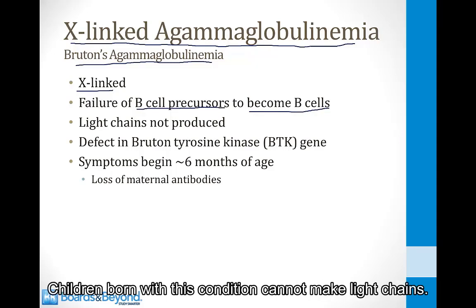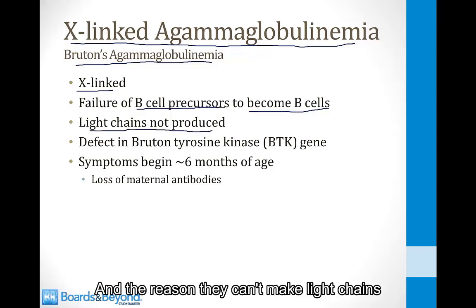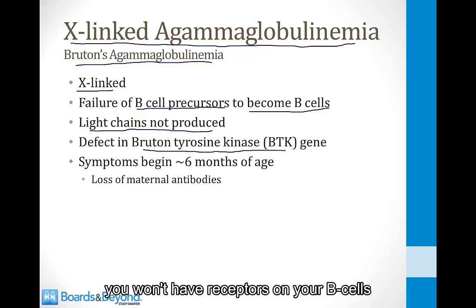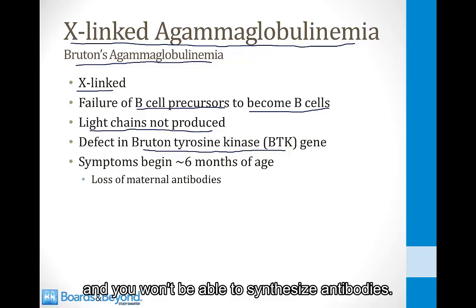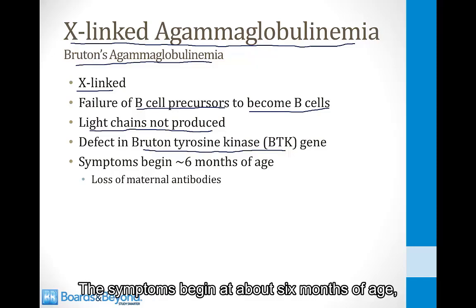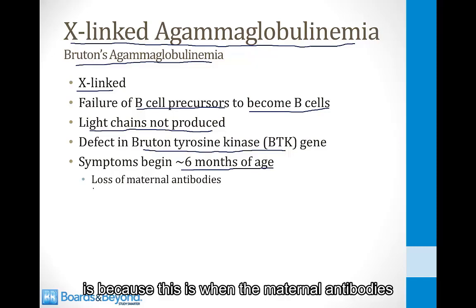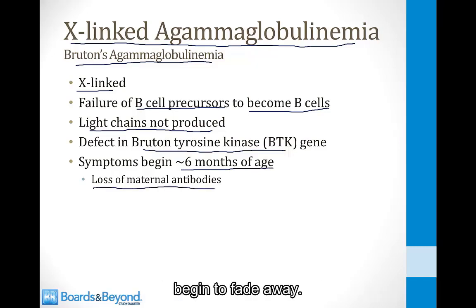Children born with this condition cannot make light chains, and the reason they can't make light chains is because they have a defect in the Bruton tyrosine kinase gene. So if you can't make light chains, you won't have receptors on your B cells and you won't be able to synthesize antibodies. The symptoms begin at about 6 months of age, and the reason they occur at this age is because this is when the maternal antibodies begin to fade away.